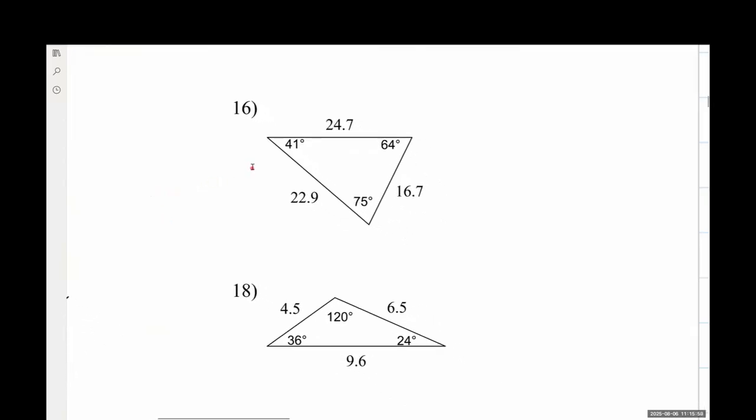Now with number 16, again, we're looking at the angles. Is there anything that's jumping out to us there? I don't have anything that has the same angle or anything greater than 90, so this is going to therefore classify as an acute triangle. All the angles are less than 90, so I can write in acute.